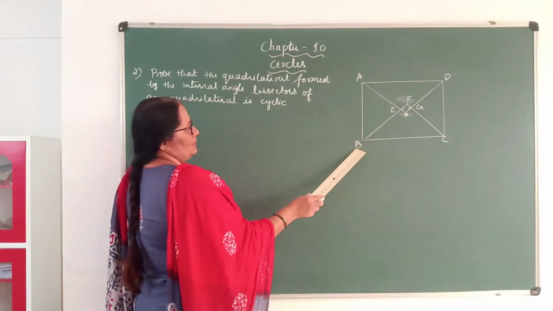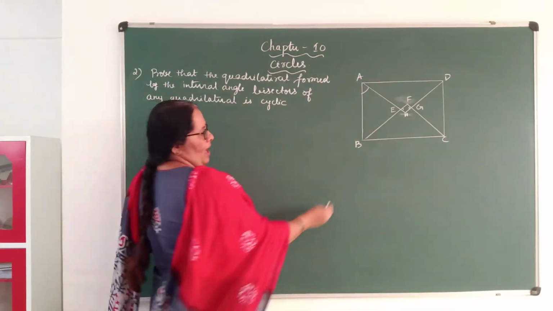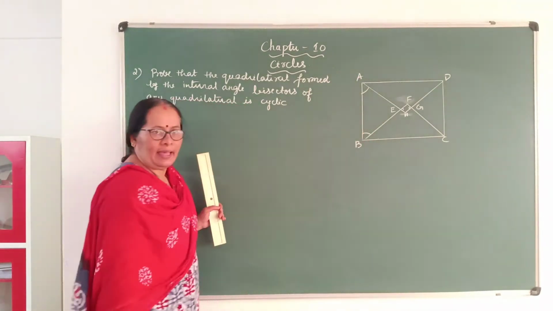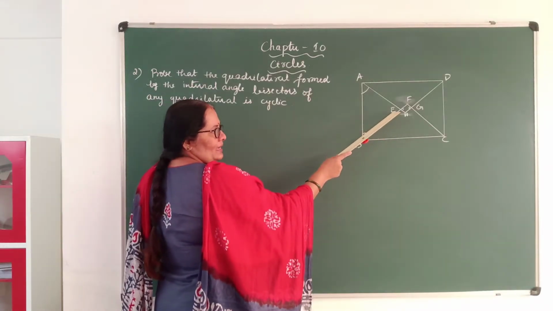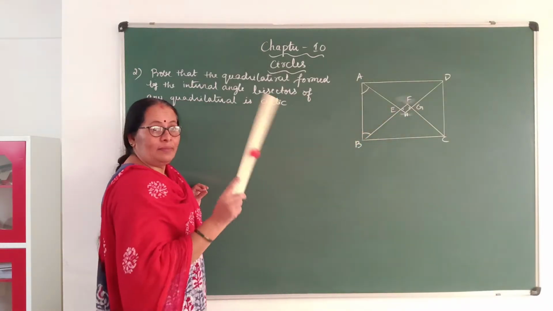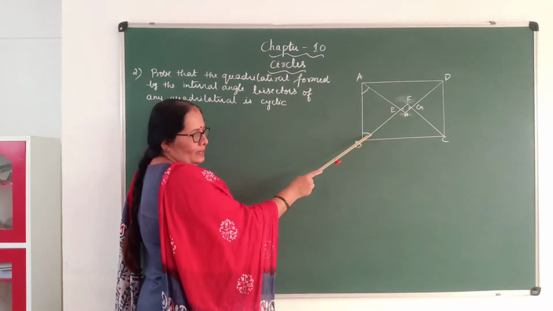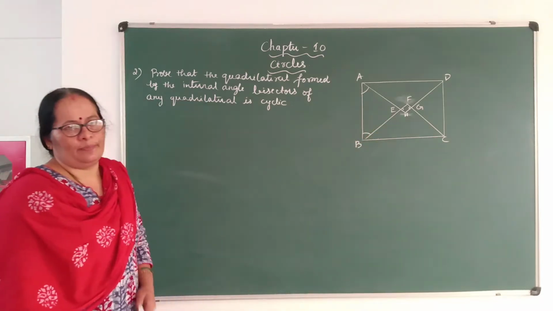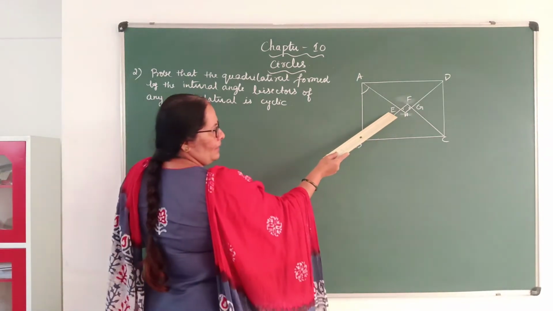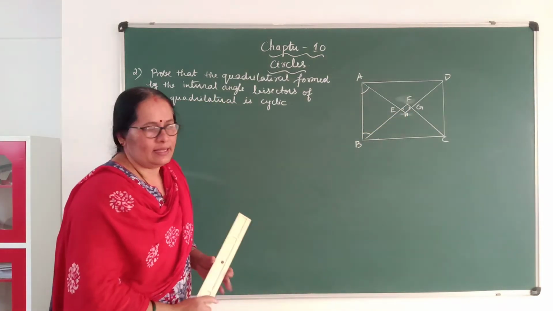AEB, this angle is half of angle A and this angle is half of angle B. So that angle E equals 180 minus half of angle A minus half of angle B, using angle sum property. And this angle is equal to it because vertically opposite angle.